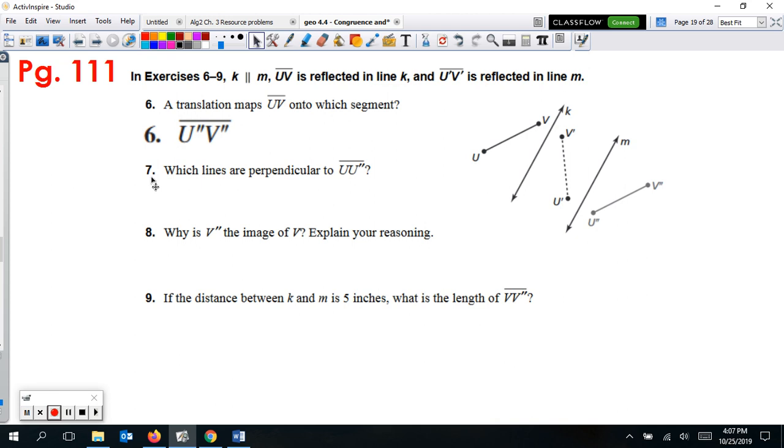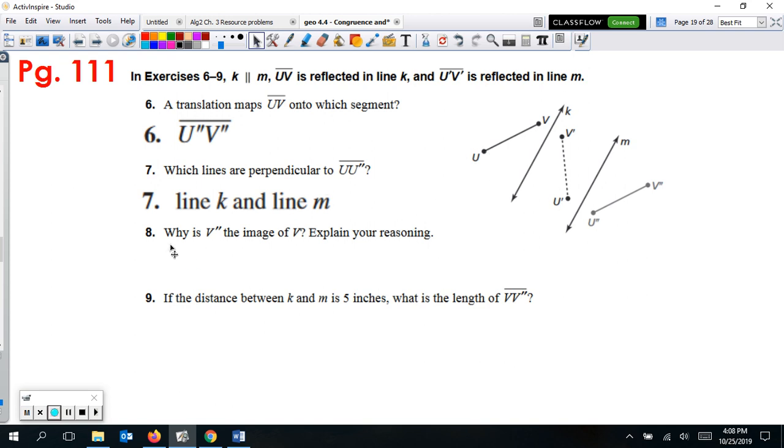And number 7 says, which lines are perpendicular to U V double prime? So from this right here, if I were to draw a line from here to here, which lines would be perpendicular? Well, that would be your parallel ones right here. These are going to be perpendicular to a line drawn from U to U double prime. So that's just line K and line M. Those are perpendicular. It should make sense that that's true.